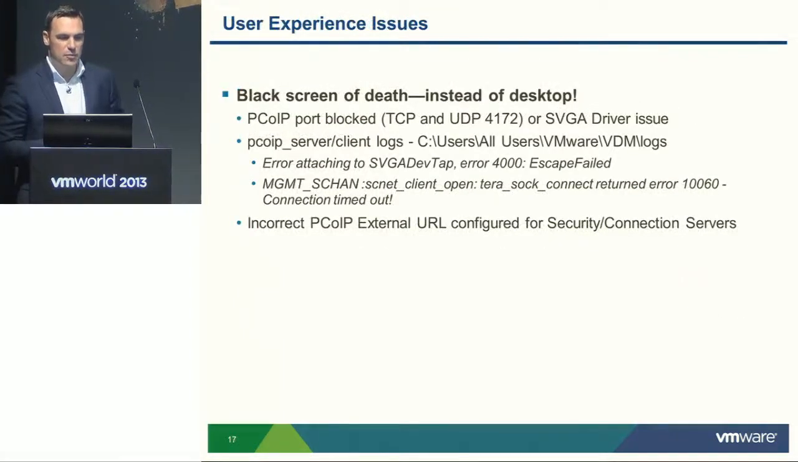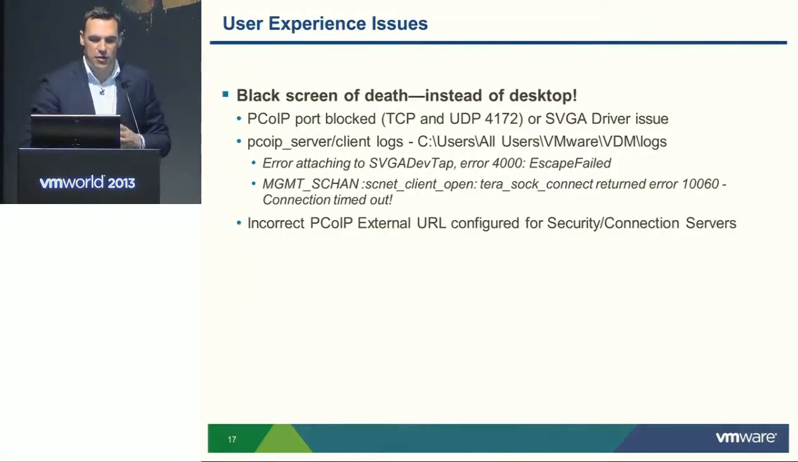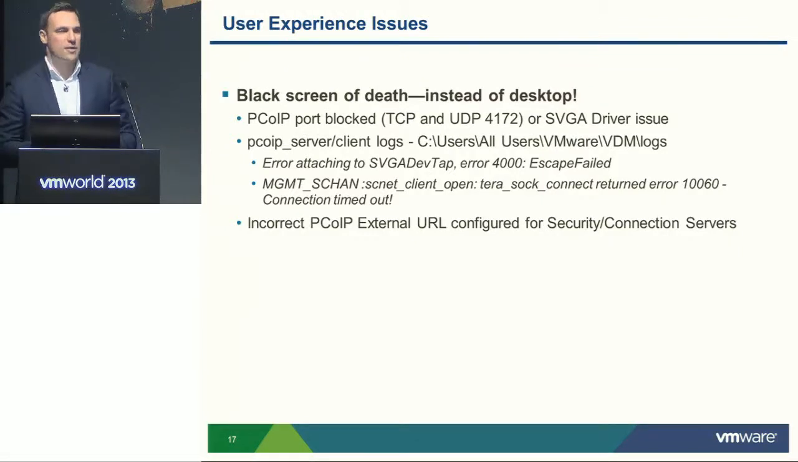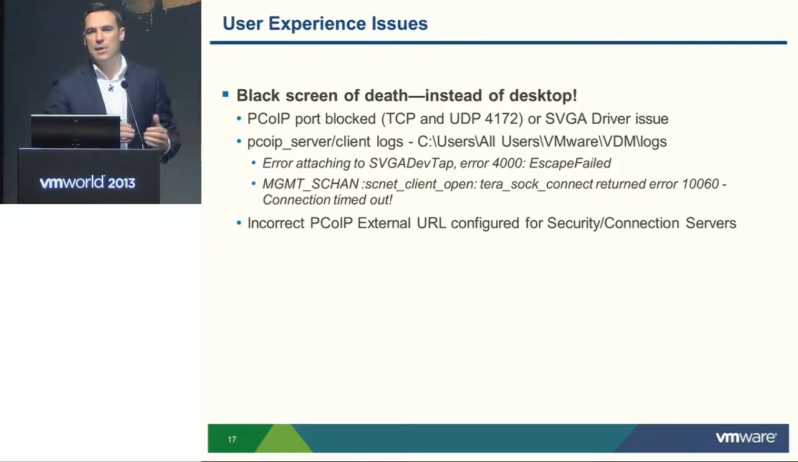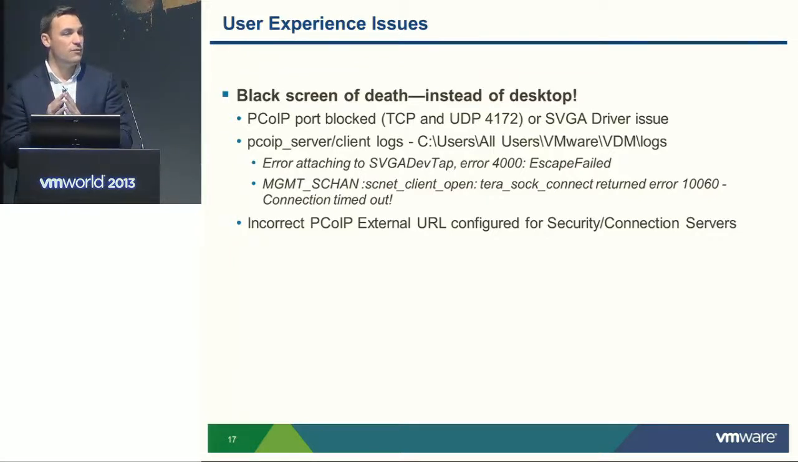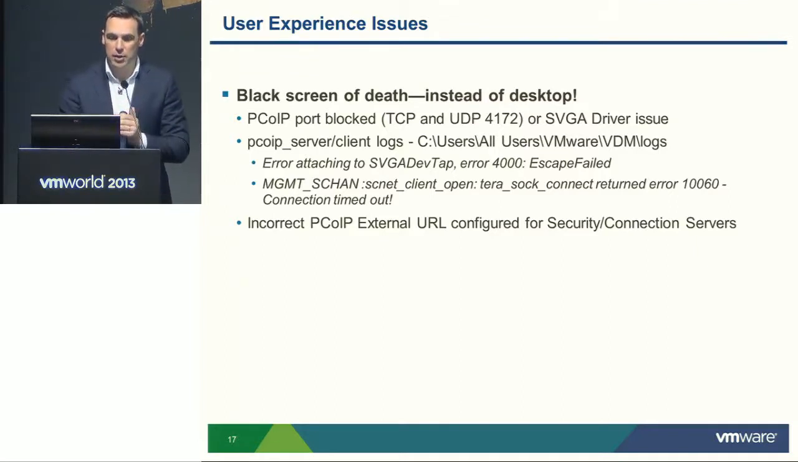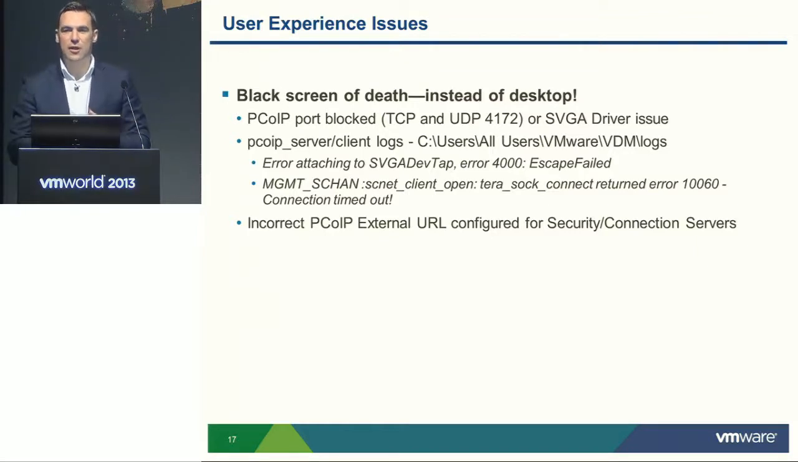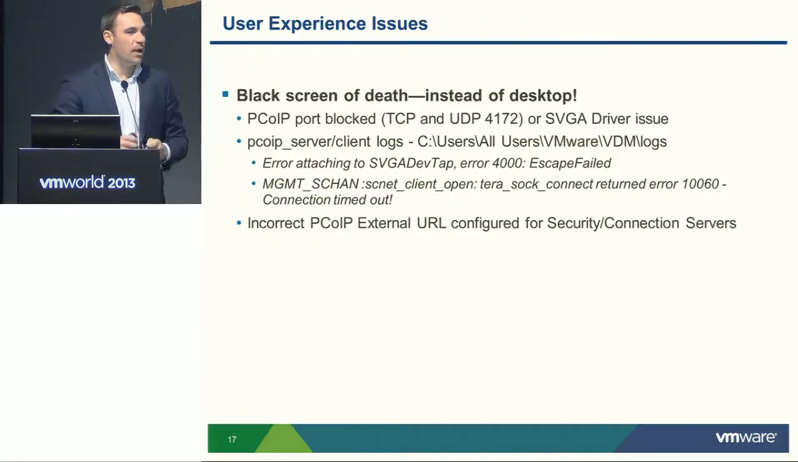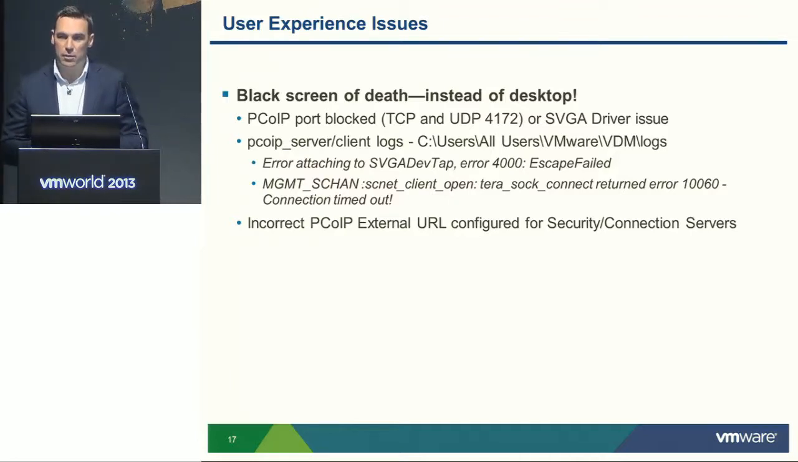So let's talk about some of those user experience issues. We talked about the black screen of death. This is typically where something has happened around the client PCoIP component being able to connect to the PCoIP component on the View agent. That particular component is called the PCoIP server. It sits on the virtual desktop and is part of our View agent component. Typically, when you see a black screen of death, it means that the client cannot connect to the virtual desktop. And typically this is because the TCP and UDP port for PCoIP, 4172, has not been opened on the firewall.